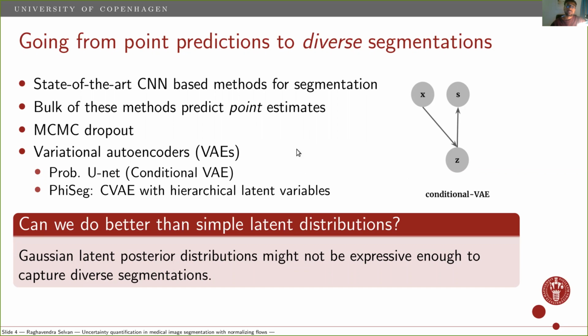Now, both these models rely on the CVAE assumption of mapping the latent posterior distribution, or the encoded distribution of the VAE, to a normal distribution. Can we do better than Gaussian latent posterior distributions so that we can capture richer diversity in the segmentation? That's the question we answer in this work.